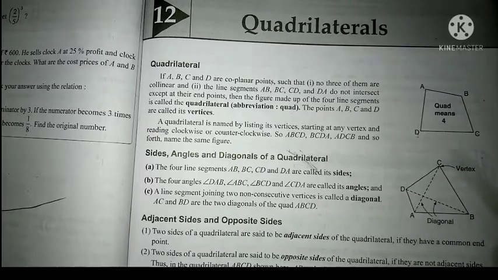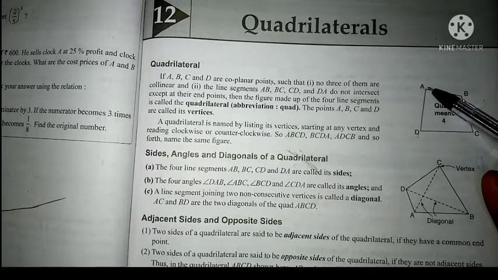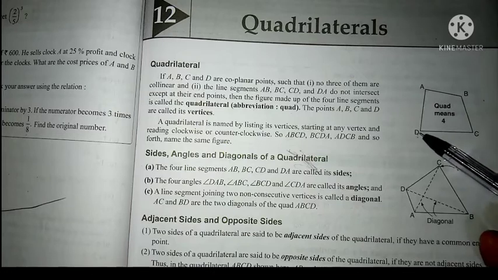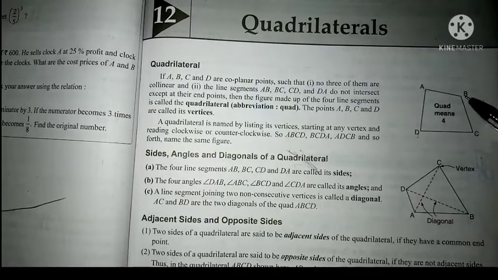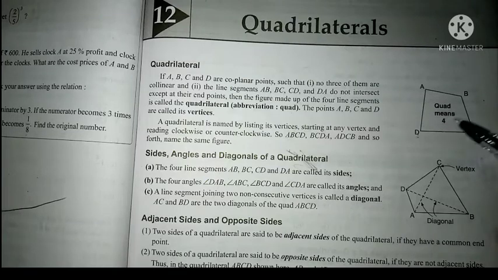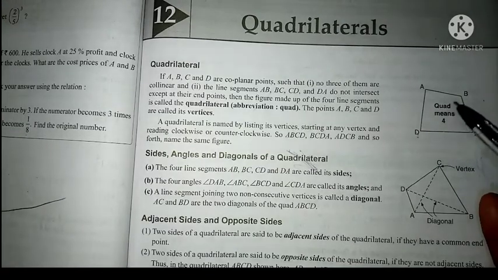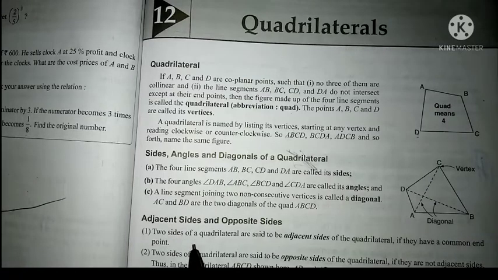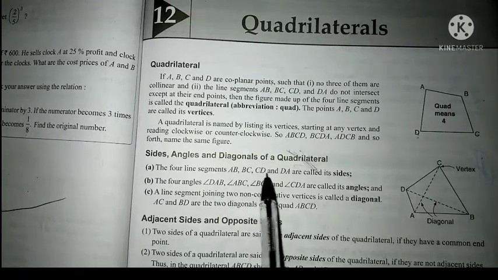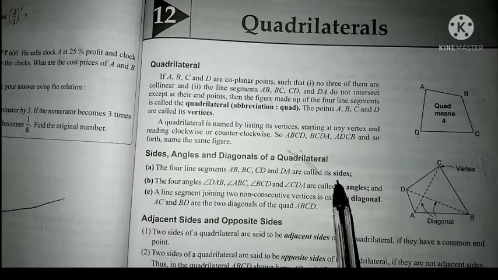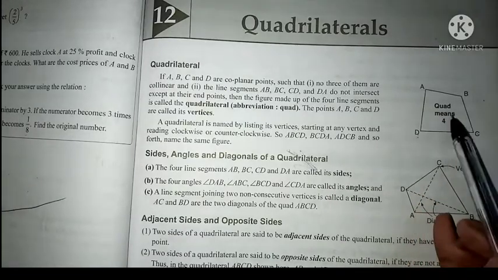Now sides means, see here, we have one line segment AB, DC is another, CB is another, and AD is another one. That means how many sides do we have here? We have 4 different line segments here. All these 4 different line segments are called the sides of a quadrilateral. You can see here, this is AB, BC, CD and DA. These are the sides of this quadrilateral.